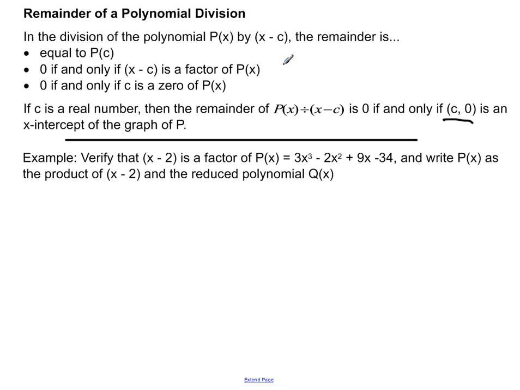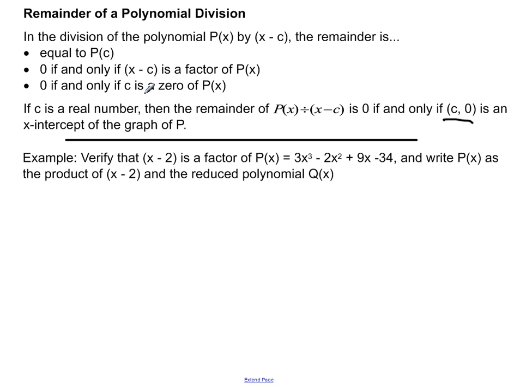So this synthetic division trick is really cool because it gives us all kinds of ways of finding 0s, factors, and/or x-intercepts of a graph of p of x. So let's check this out. Let's verify that x minus 2 is a factor of p of x. In this case, p of x is 3x cubed minus 2x squared plus 9x minus 34. And write p of x as the product of x minus 2 and the reduced polynomial q of x.